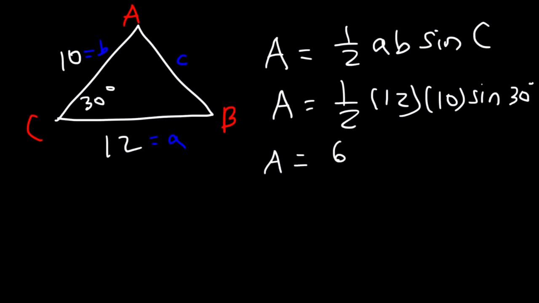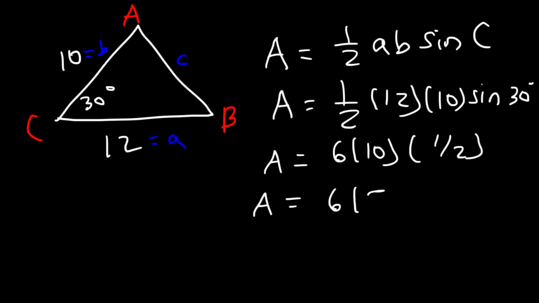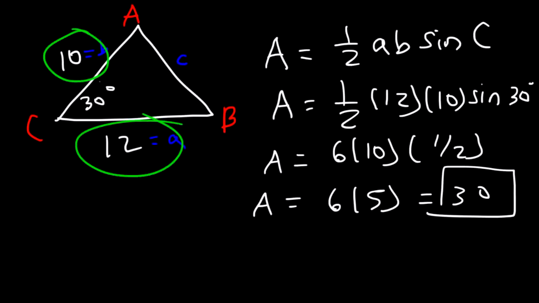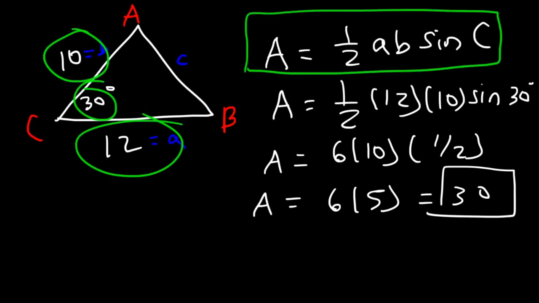Half of 12 is 6, and sine 30 is 1/2. Half of 10 is 5, and 6 times 5 is 30. So that's the area of this particular triangle. So if you have two sides of a triangle and the included angle, you can use this formula. So this works if you do not have a right triangle.